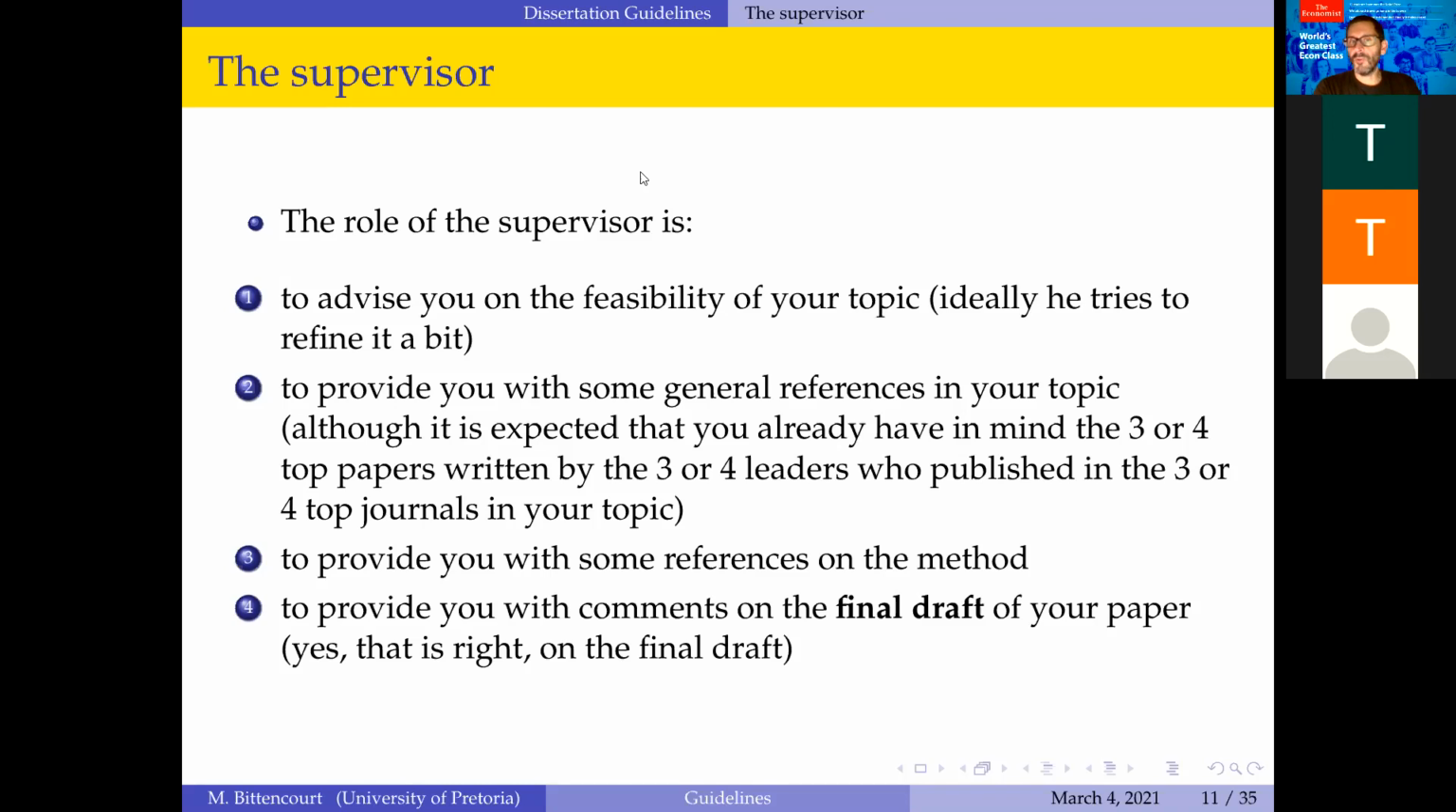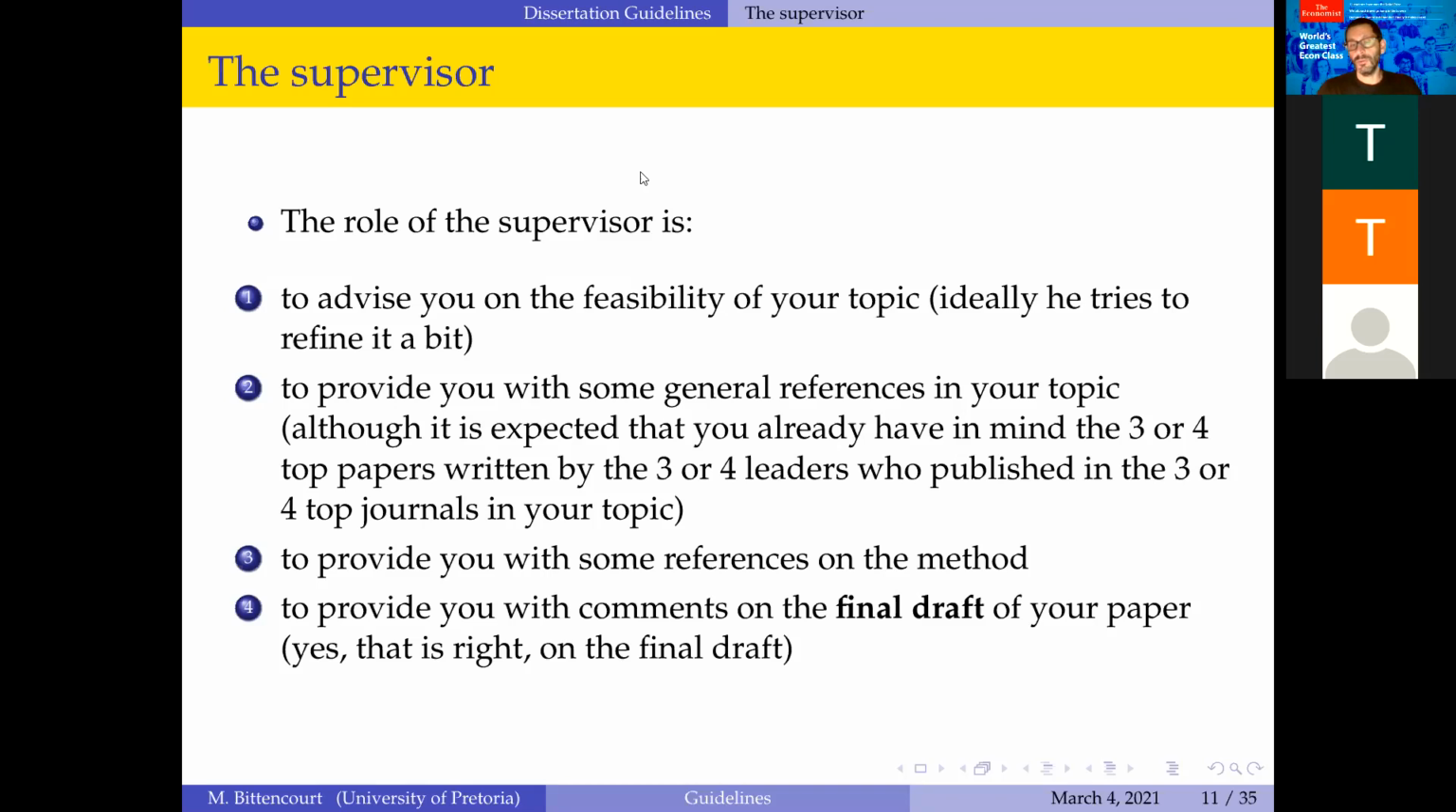What else? To provide some general references in your topic, although it is expected that you already have them in mind. Remember the 3 or 4 top papers written by the 3 or 4 leaders who publish in the 3 or 4 top journals in your topic. Remember REPAC. And to provide you with some references on the method. So if you are going to do something using aggregated time series for Zimbabwe, he will try to make sure that you are up to scratch on time series.